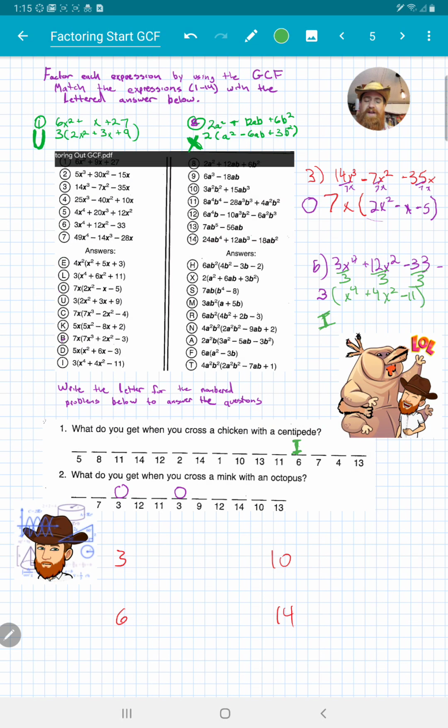Okay, now the ones on the right-hand side. We have 10 and 14. So I'll just come down here to the bottom. Number 10 had a whole bunch of variables. We have 3a squared b squared.